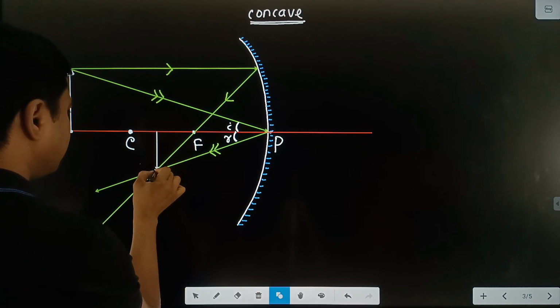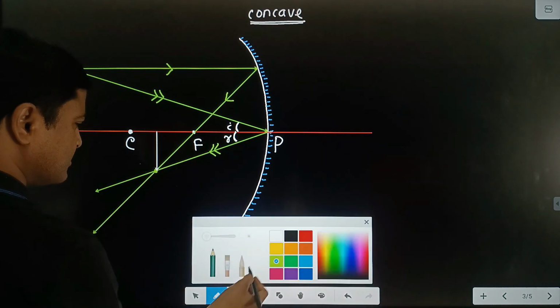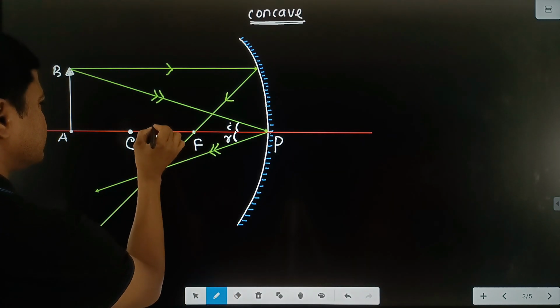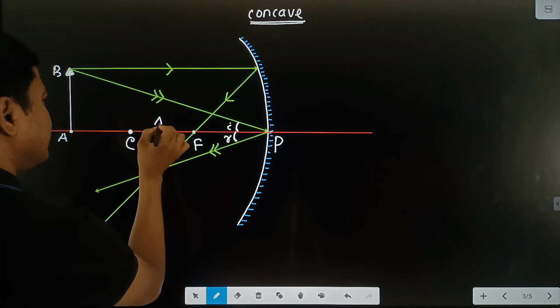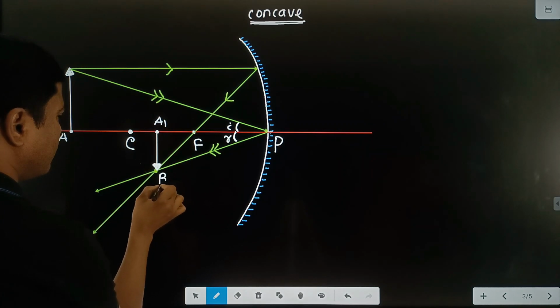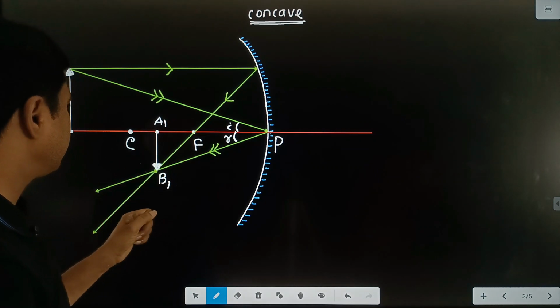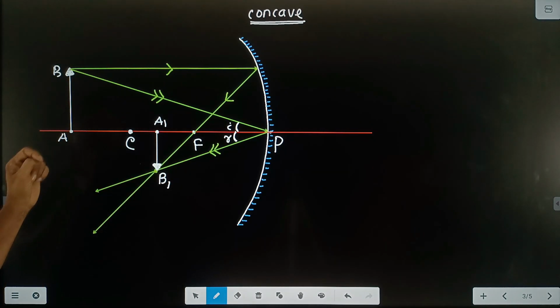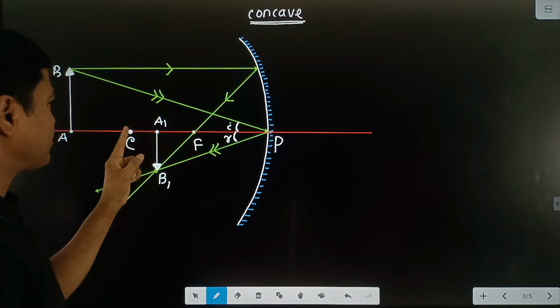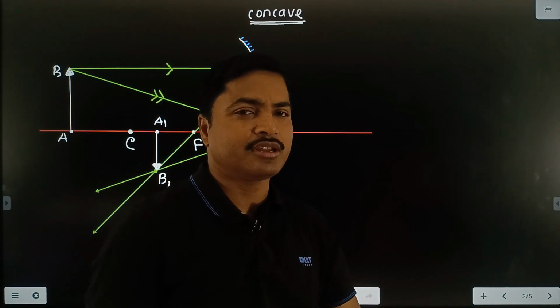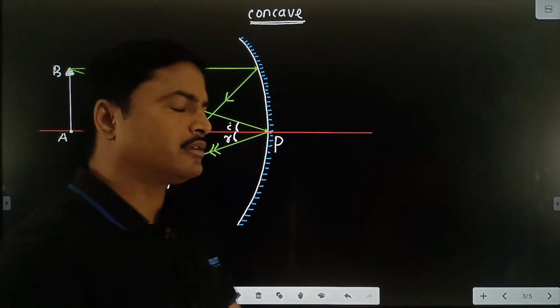This is the height of the image, or size of the image, and for the height of the image we write A1B1. That means the image is formed at point A1, the object is situated at point A, F is the focus, C is the center of curvature, and P is the pole of the spherical mirror. Clear?